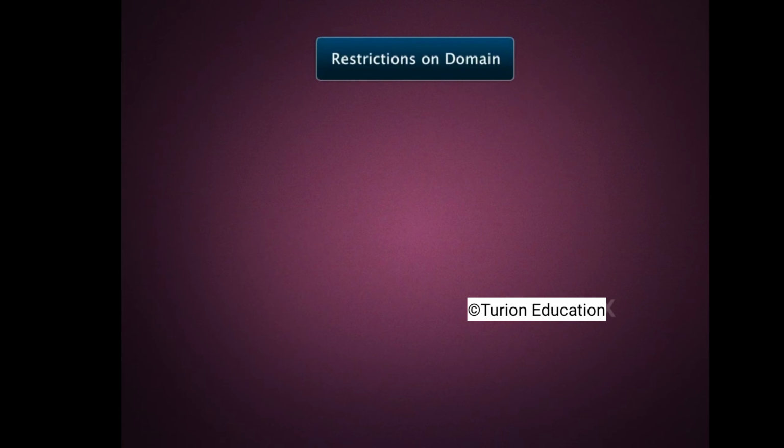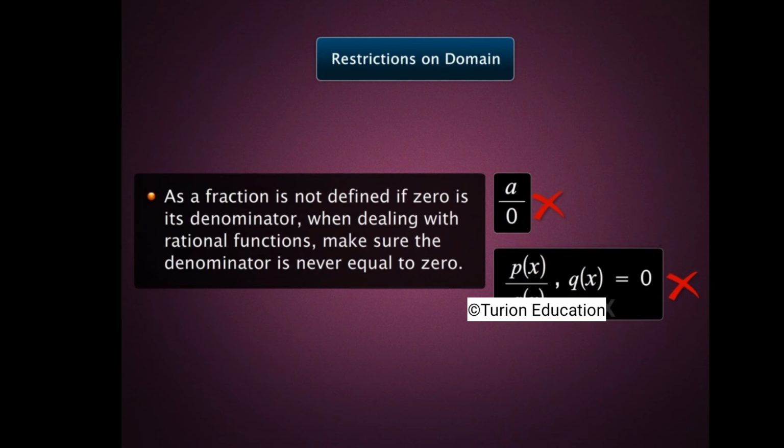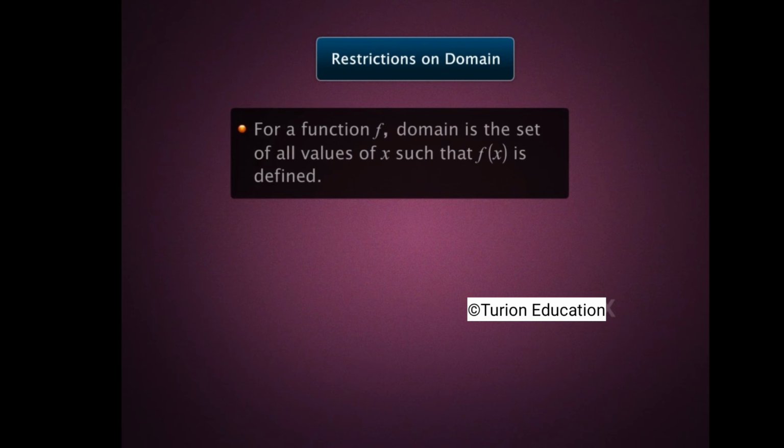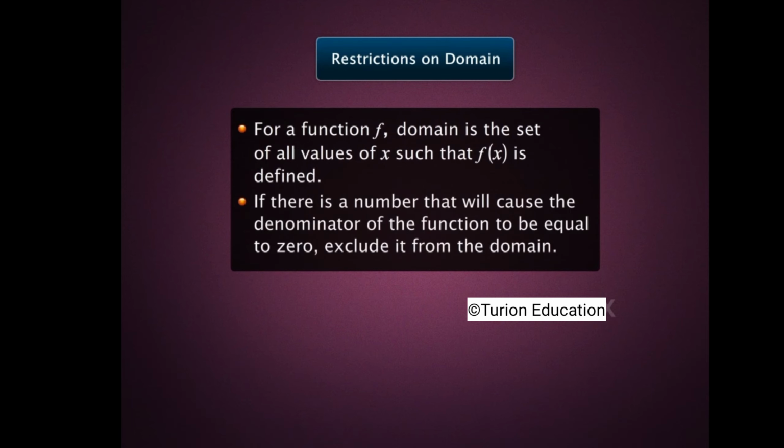We know that whenever we are dealing with fractions, we are not allowed to have 0 as the denominator, as that is not defined. So also when dealing with rational functions, we have to make sure the denominator is never equal to 0. Now the domain of a function consists of the values which the variable can take so that the function is defined. So with rational functions, if there is a number that will cause the denominator of the function to be equal to 0, we need to exclude it from our domain rather than checking it out for each number.